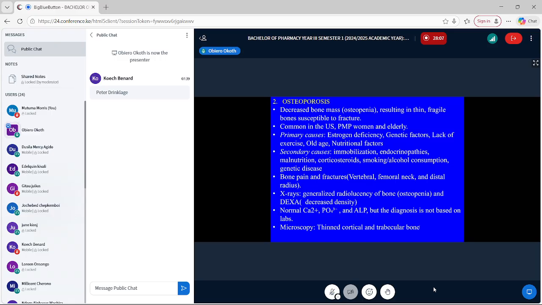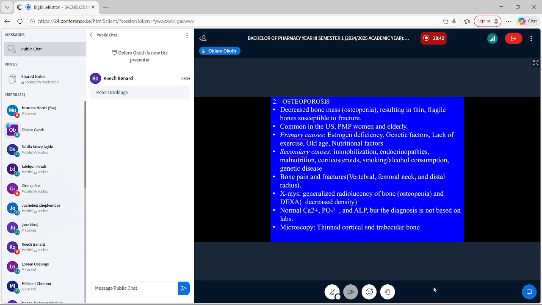This is osteoporosis. Osteoporosis basically is decreased bone mass. The whole bone mass is decreased. The calcium, the hydroxyapatite, both the inorganic and the organic components are decreased. Fracture. This is what we see mainly with the postmenopausal women and the elderly. There are two causes. It can be primary, it could be secondary.